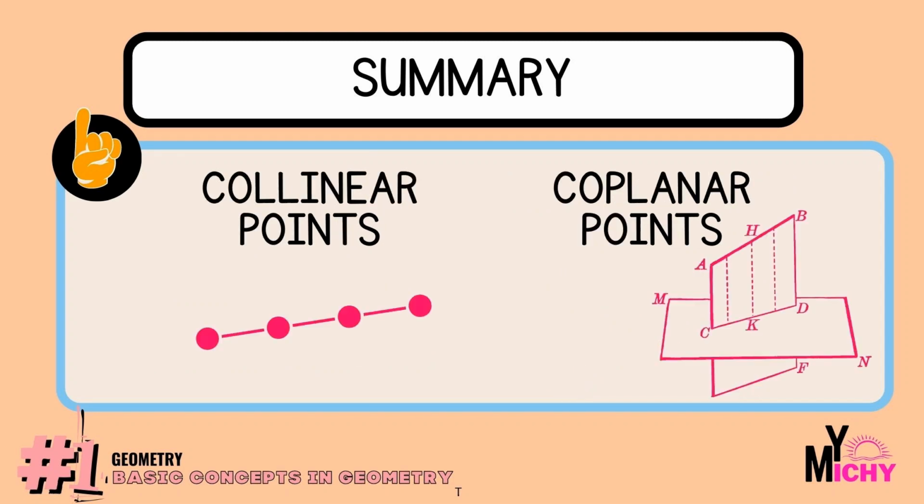Next, we have collinear points. When we say collinear points, they lie on the same line. So we have point, point, point, point. And then we have coplanar points. Our points lie on the same plane. So we have C, K, D. They lie on the same plane.